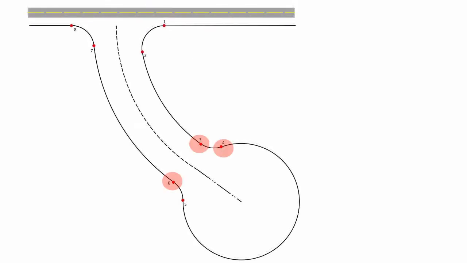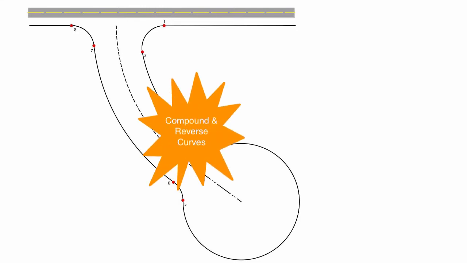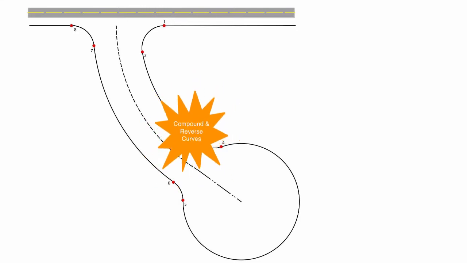Next, the points of curvature, points of tangency, tangent to compound points, compound to tangent points, points of compound curvature, and points of reverse curvature are marked. The points are numbered, so the identity of the curve can be made by reference to the numbers at each end of the curve. As seen in the diagram, our entire cul-de-sac is composed of reverse and compound curves.